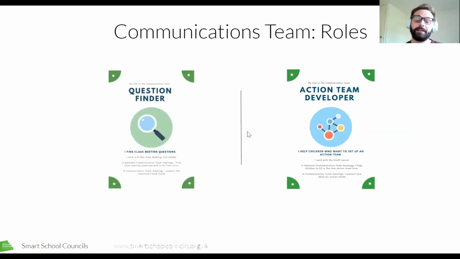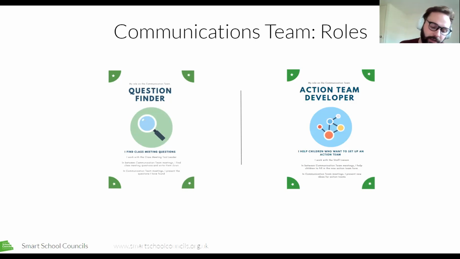The question finders, who have a dedicated role that's phenomenally important. It's all about finding really good questions that we're going to ask through our class meetings, and then organisers in their sort of campaigning roles called action team developers, whose responsibility is to support action teams to get up and running. So these are the 5 roles.